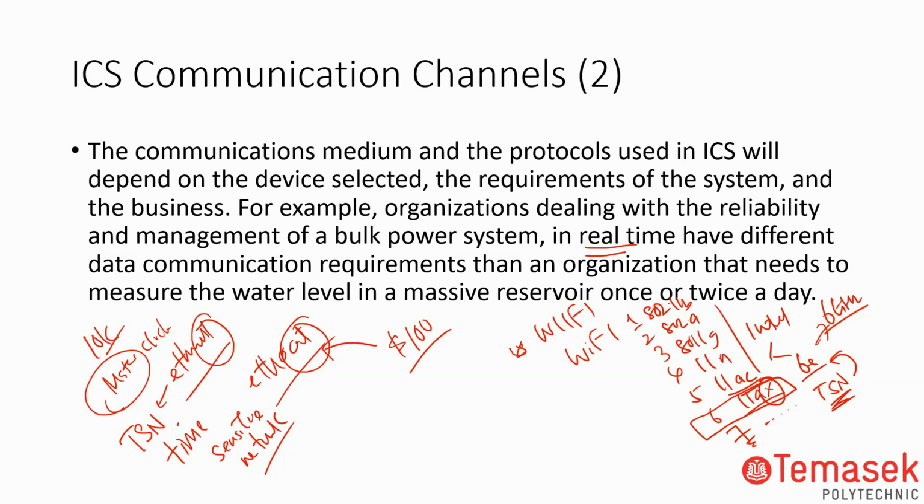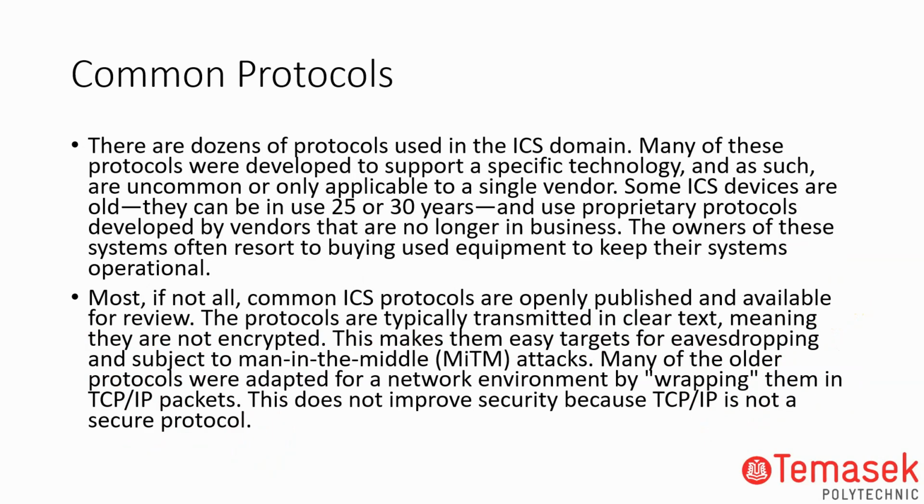For the channel, just now I mentioned Wi-Fi, but it's never there. So there are many ICS protocols out there. They have been around for a long time. There are a lot of proprietary protocols. Some are published, and a lot of them are in clear text. They are not encrypted, so they are very bad for all these things. The newer ones are just wrapped around with TCP/IP, but TCP/IP does not improve the security because TCP/IP is not a secure protocol by itself. It is possible to put in additional security for this.